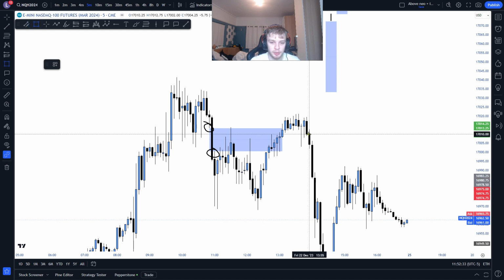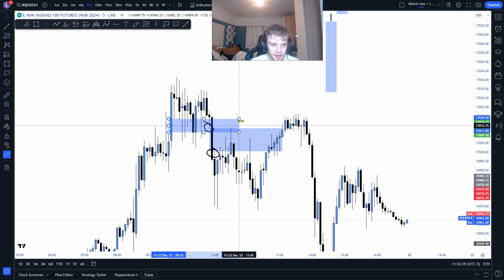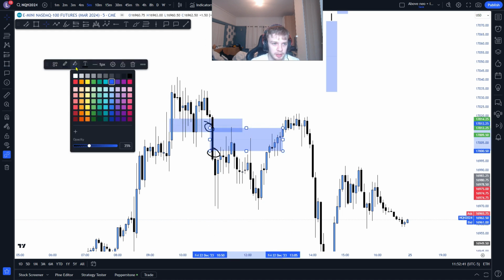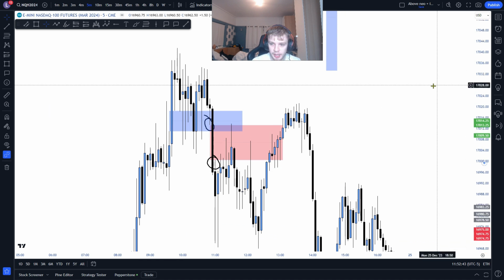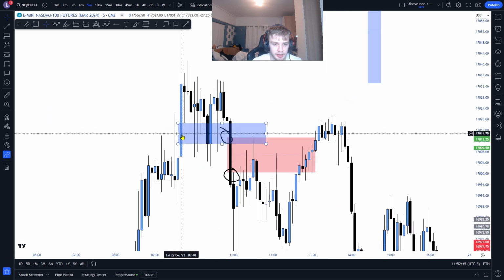So if we are now looking for a bullish fair value gap, as you can see, from this point here to this point here, that is a bullish fair value gap. Now, how do we know it's bullish? Because the candle in the middle is a green bullish candle. It is going upwards. So that is an example of a bullish fair value gap.